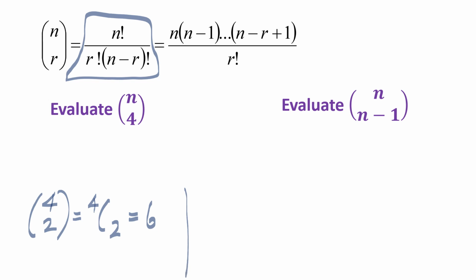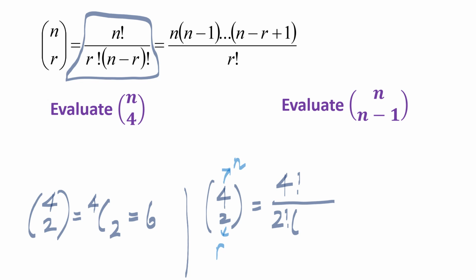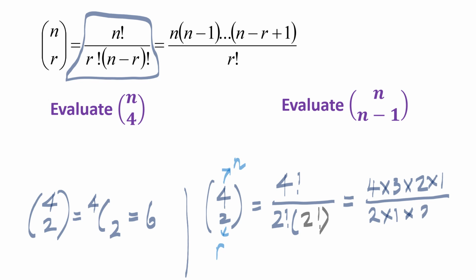So let's try. I can write it as 4 factorial over 2 factorial, followed by 4 minus 2 factorial. So 4 is your value of n, this is your r, and here will be n minus r, which is 4 minus 2. That gives you 2 factorial. You can use your calculator to work this out. If not, we learned that 4 factorial is just 4 times 3 times 2 times 1, and 2 factorial is just 2 times 1, with another 2 times 1.